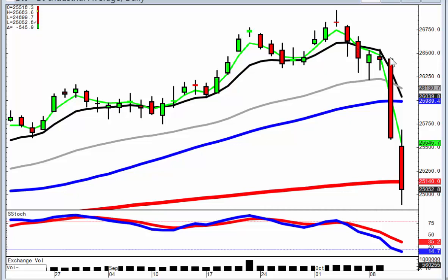So, would you have been able to project this? No, but you would already have been established in short positions that would have taken advantage of these price moves.